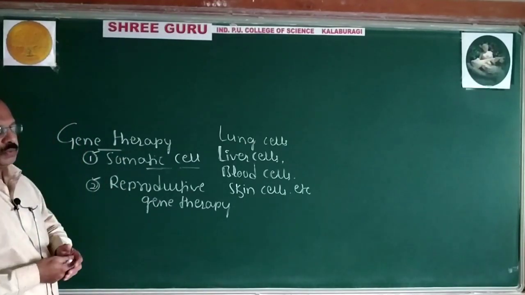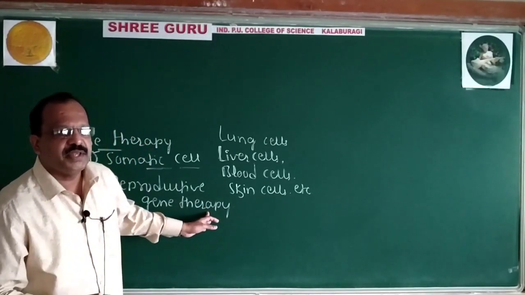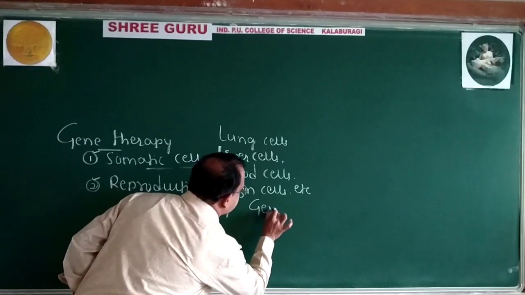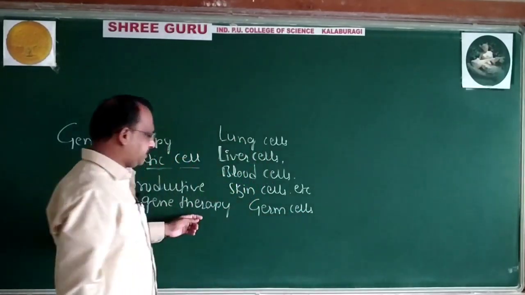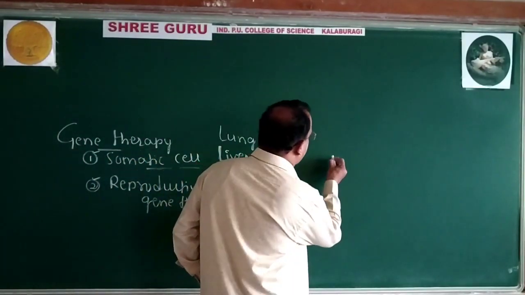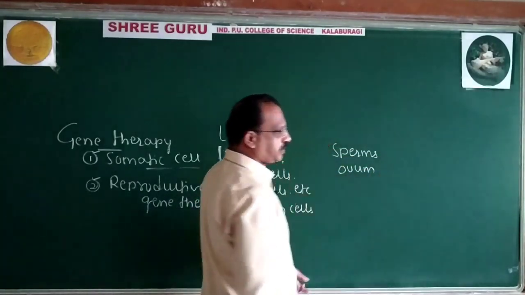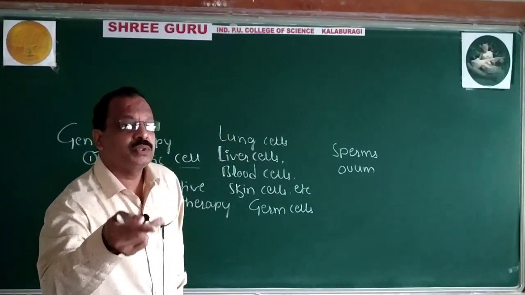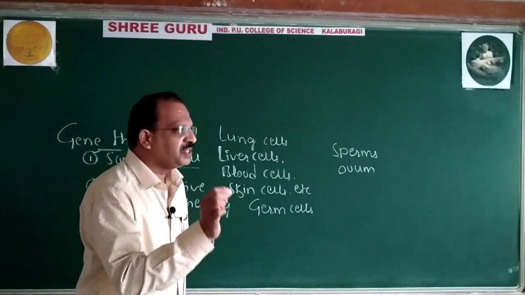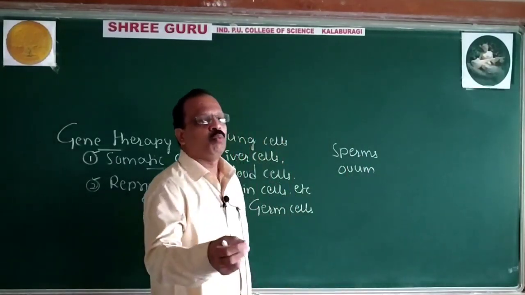Second is reproductive gene therapy. In reproductive gene therapy, functional genes are introduced into reproductive cells, or you can call them germ cells. For example, sperms and ovum, or instead of that, you can also utilize spermatogonia and oogonia.